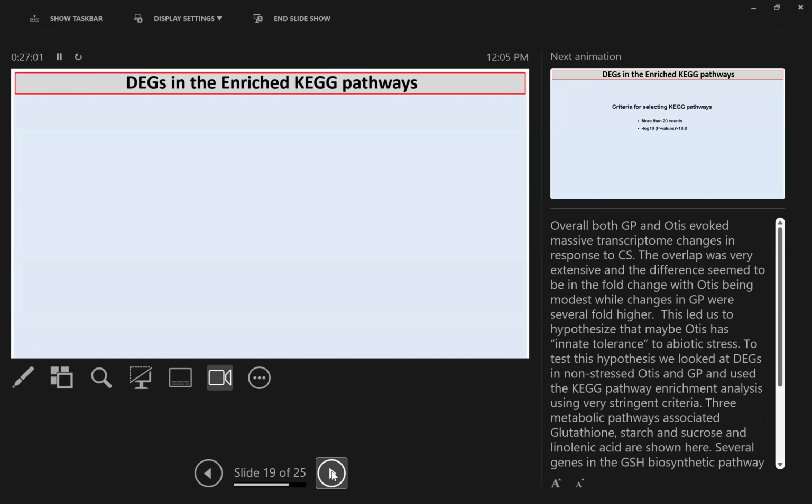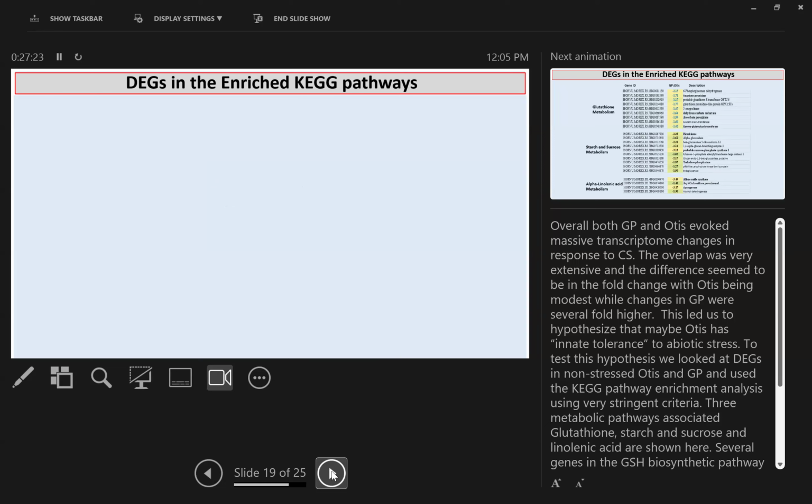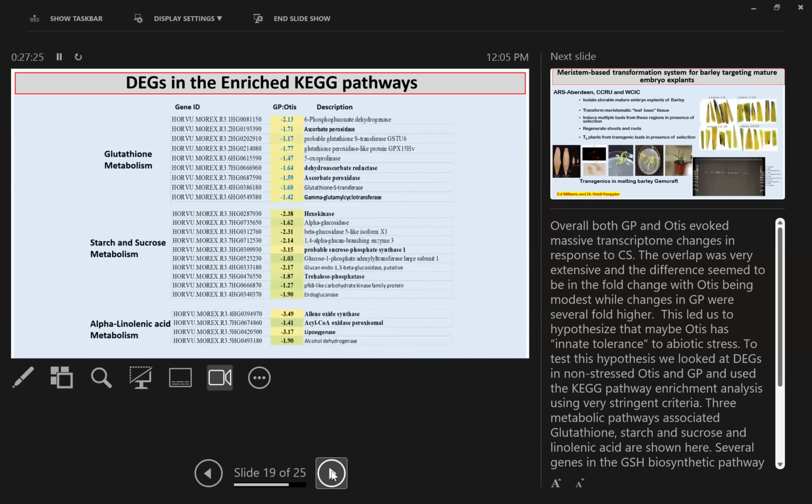And if so, what are the genes which are already up or higher in the non-stressed Otis plants? And we took very stringent criteria for this. At least it should have 20 counts, and the log 10 p-values, we set it to very high. We don't want any false positives in this process. And I'll just give you a little overview of what we found.